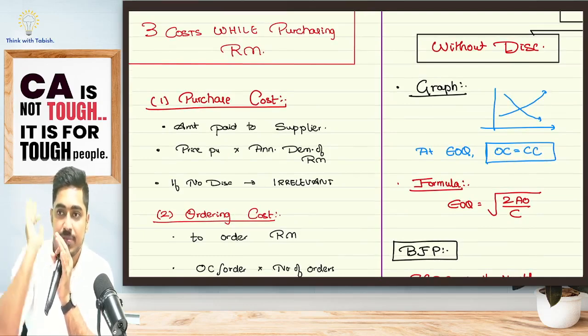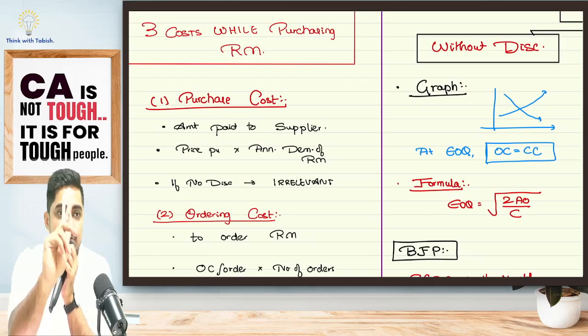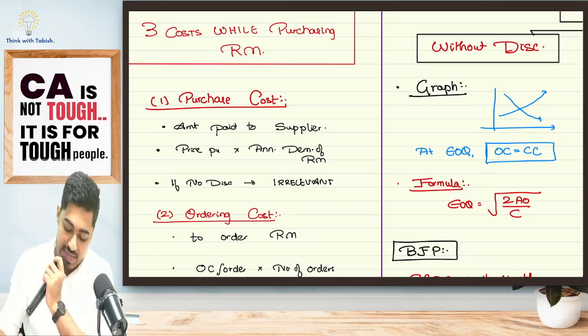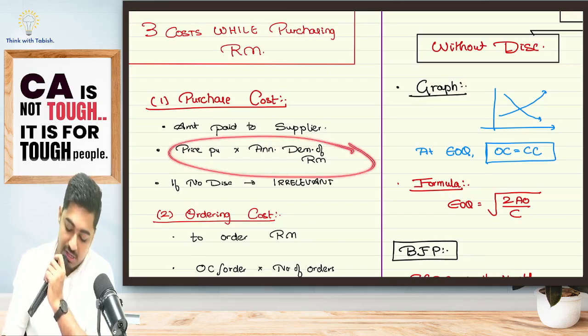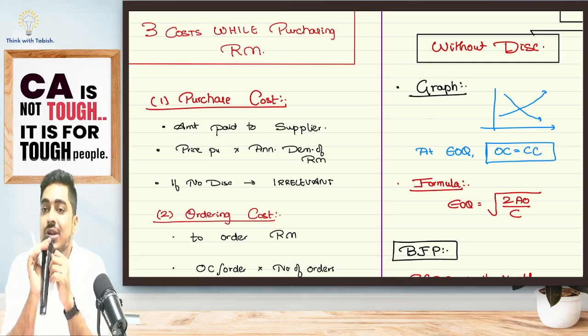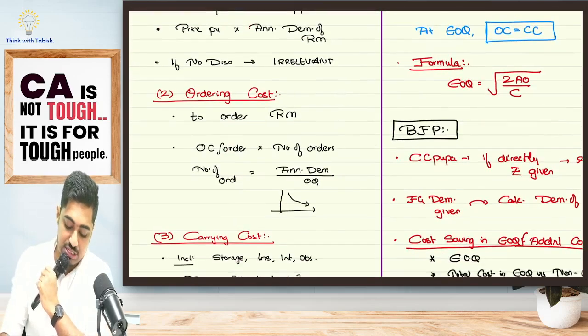Amount paid to supplier. What is the formula? It is my purchase price per unit, for 1 unit, into total how many units I purchased, which is nothing but my annual demand of raw material. Perfect. I told if supplier doesn't give me any discount, total cost will be same only. That means it is going to be irrelevant for decision. Is this clear?